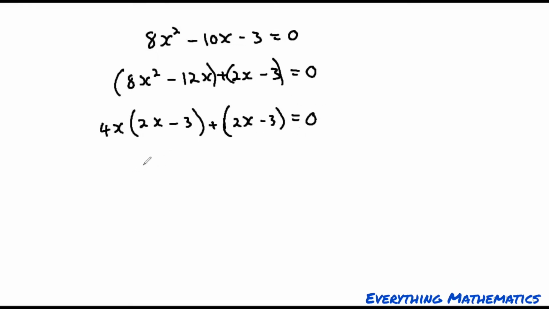So if I find my two values now, here we'll have two factors. We firstly have 4x plus 1, and then we have 2x minus 3.